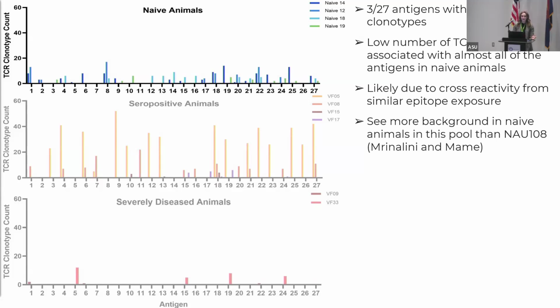And we also see a pretty high level of background when we stimulate with this pool, because this includes over 1,000 peptides. And when we look at a smaller subset, the NAU 108 that Marilene talked about earlier, and also go see Mom's poster number 43 in the poster session to hear more about this, we see a much lower level of background in those peptides.